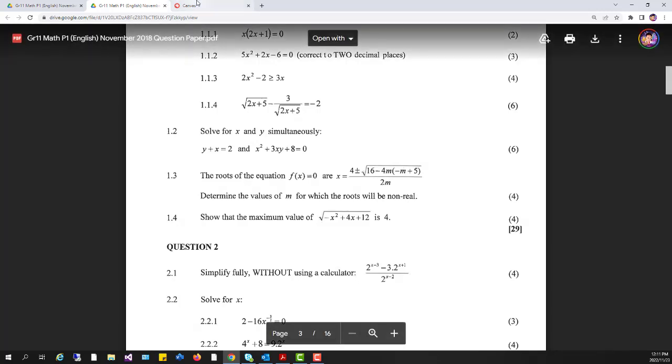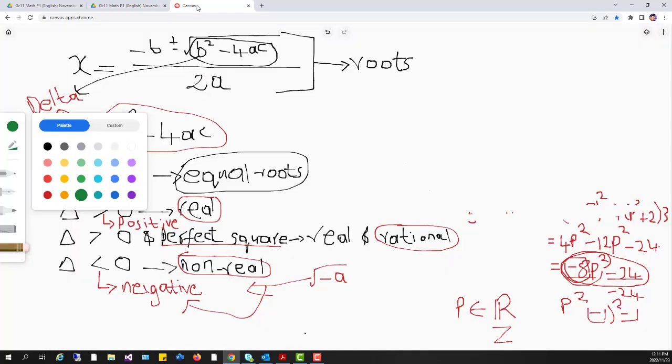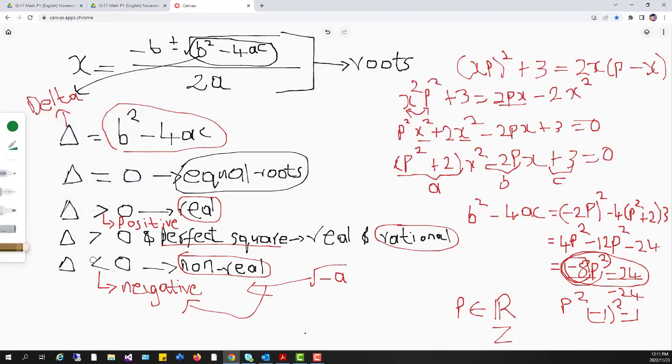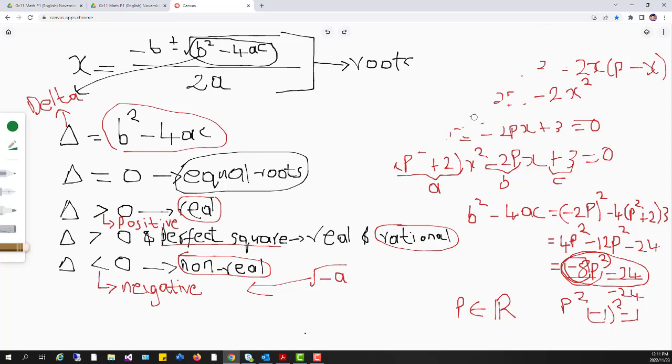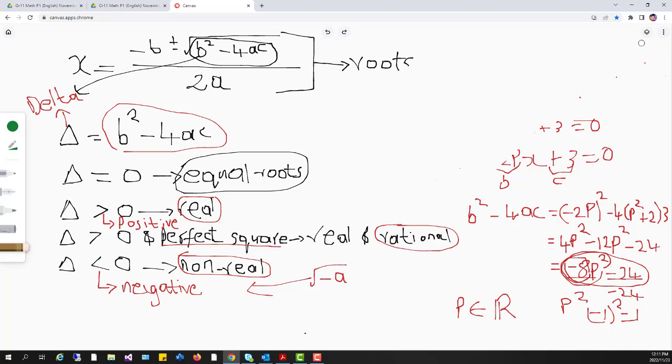Non-real again. What is a condition of roots being non-real? Delta has to be negative. The roots are non-real if delta is negative. Okay, let me just rub this out again. That is a condition of roots being non-real. And then also what constitutes the nature of a root? It is the value that is in the square root, the delta part.